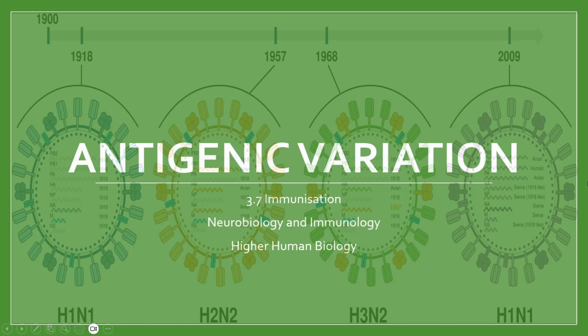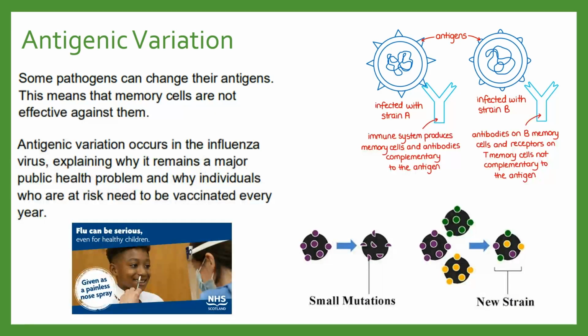Hi, welcome to a short video that will wrap up Key Area 3.7, immunisation, from the Neurobiology and Immunology unit of Higher Human Biology by looking at antigenic variation, one of the strategies that some pathogens have of evading our immune system. So, it is possible for some pathogens to have mutations and actually change the shape of their antigens.